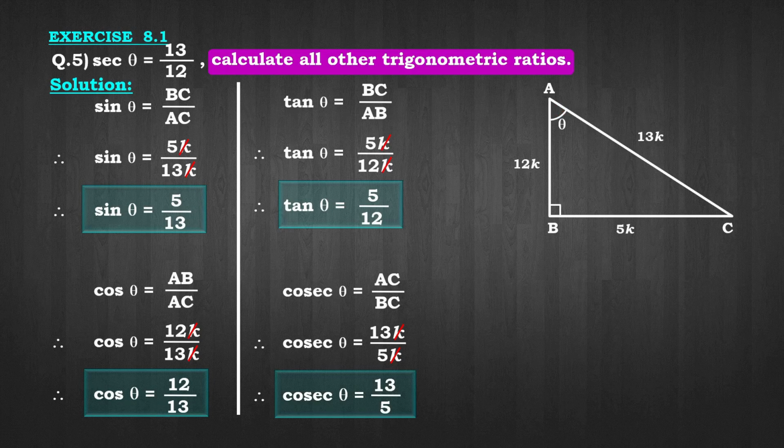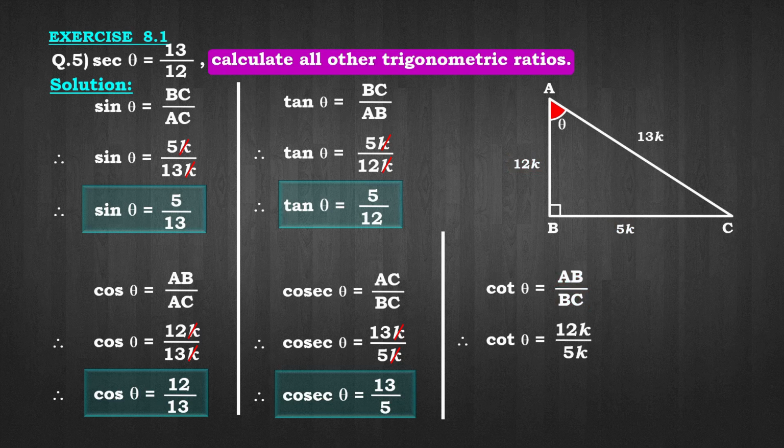Now, let us find cotangent theta. Cotangent theta is the reciprocal of tangent theta. So, cotangent theta is equal to the adjacent side divided by the opposite side. That gives 12K divided by 5K. After cancelling K, cotangent theta becomes 12 by 5. Secant theta was already given as 13 by 12. So now we have found all the trigonometric ratios for the given angle theta.